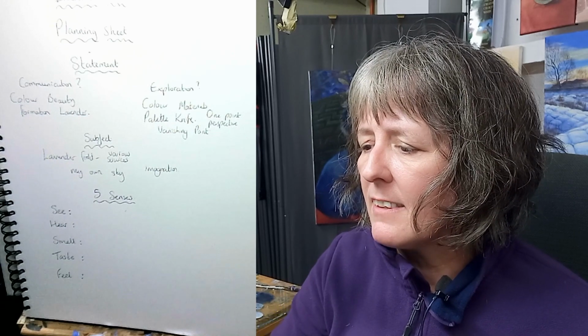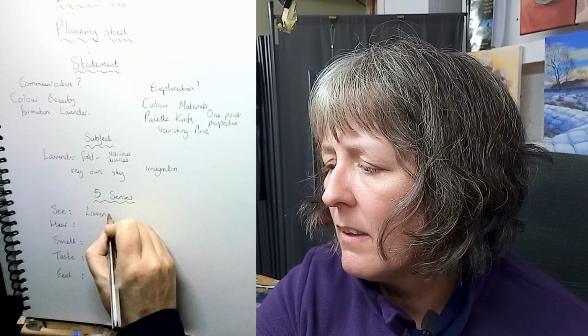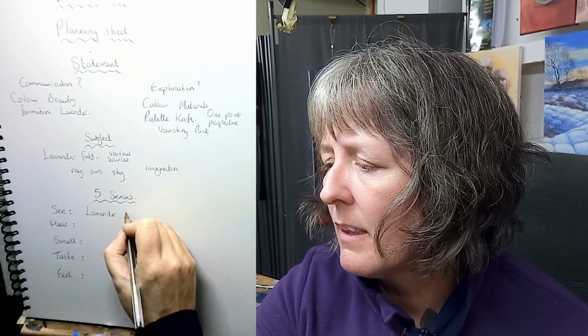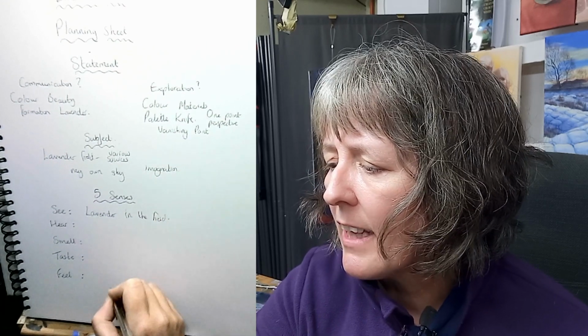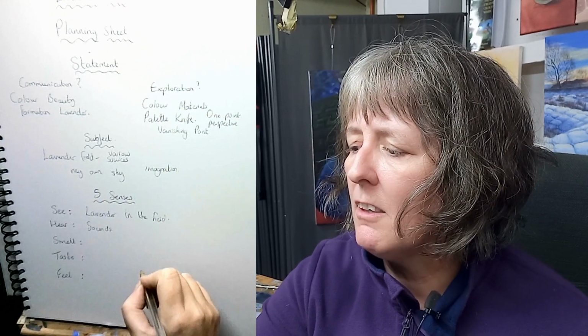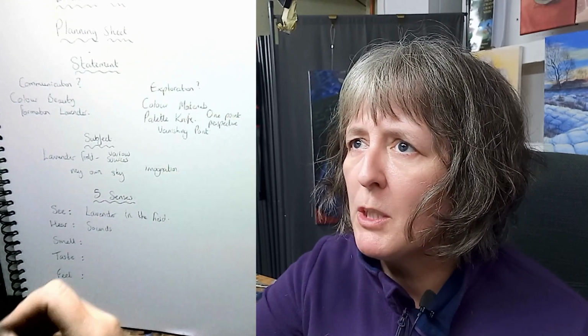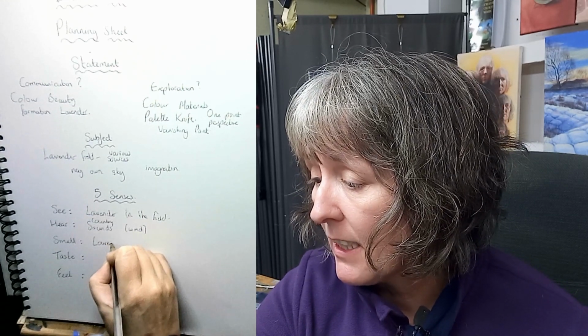So, the 5 senses. What can I see? I can see the lavender field, lavender in the field. I can hear sounds of the countryside maybe. I'm going to be doing moving clouds, so maybe the wind. Smell, lavender. That's a really easy one.